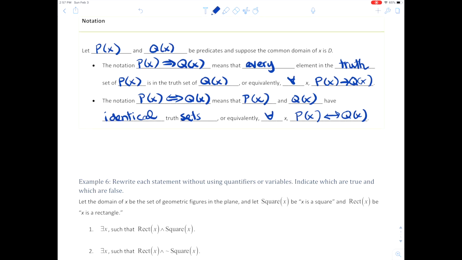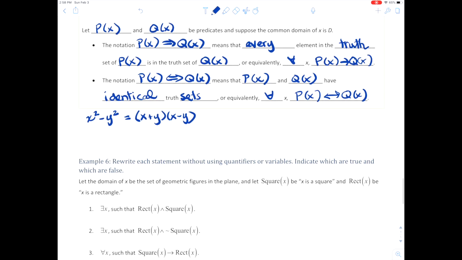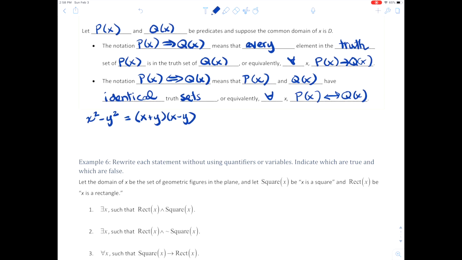So let's think about this. I know how much you guys love your trig, so I'll just go ahead and do an algebra example. Let's take a look at this one. If we have, say, x squared minus y squared, well, that we know factors as x plus y times x minus y. Good so far?